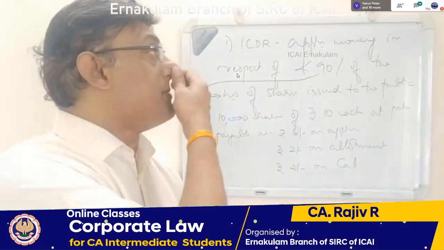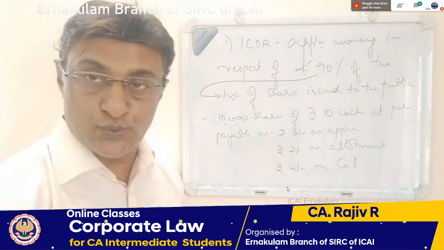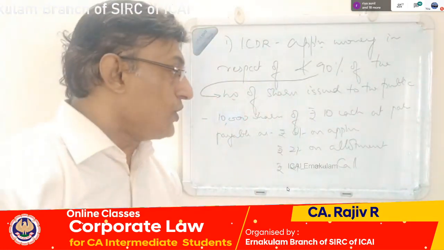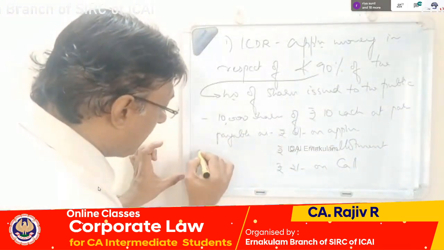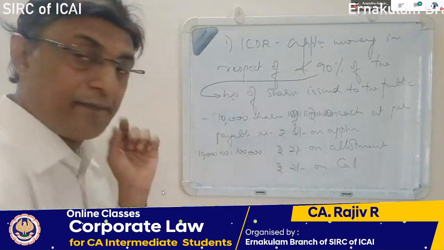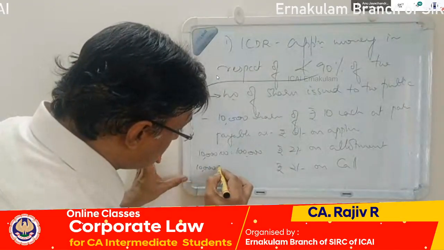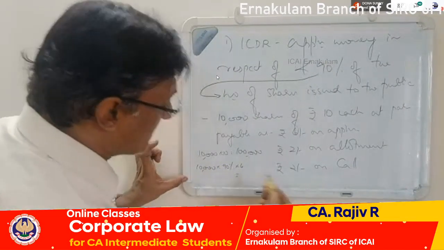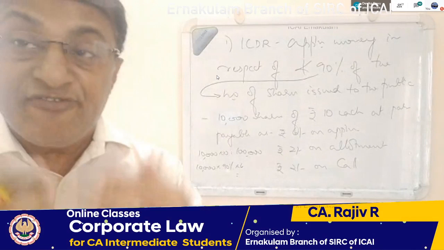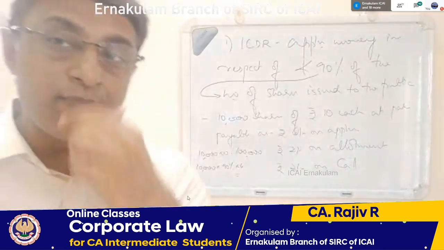So when you say minimum subscription is application money in respect of 90% of the shares issued, the number of shares issued is 10,000. So the total issue size would be 10,000 into 10, which is 1 lakh. But what would be the minimum subscription? 10,000 into 90% into 6. Definitely, it can't be 90% of 1 lakh because the application money payable is only 6 rupees.